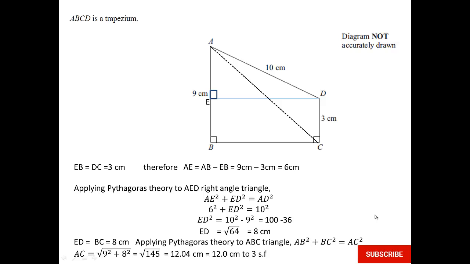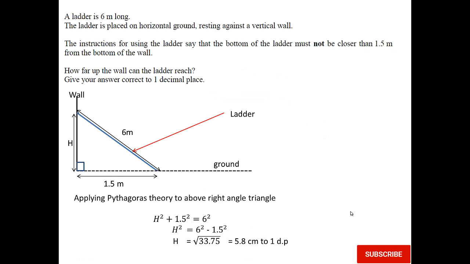Let's move on to a real life example. In this example question, there is a ladder which is 6 meters long, resting against a vertical wall and placed on a horizontal ground. As the wall is vertical and the ground is horizontal, it forms a right angle here. I have represented the ladder with a blue line and it is 6 meters long.